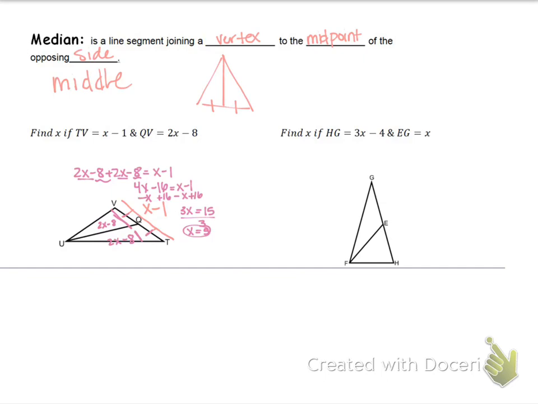Okay, my next one. Same thing, it's a median, so these sides are congruent. The big one is 3x minus 4. EG is x, which makes the other one x, so I add my two smalls and set them equal to my big: x plus x equals 3x minus 4. X plus x gets me 2x. If I subtract 3x to get my x's on the same side, I have negative x equals negative 4. Divide by negative 1, and I get x equals 4. So just remember, median, middle.